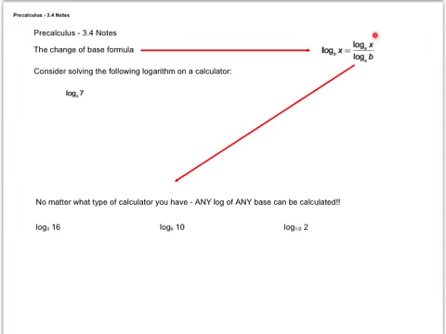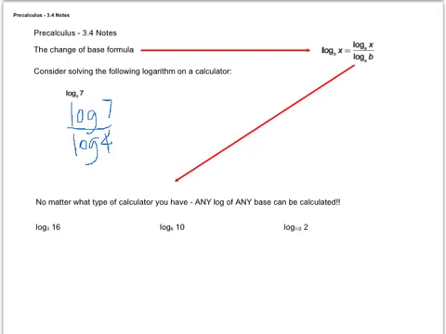Here's your change of base formula right here. Basically, what we're going to say with that change of base formula is whatever is inside the log, in this case it's a 7, we're going to take the log of that on top, and then the base is 4, we're going to take the log of that on bottom. So the change of base formula on this particular problem is going to look like this: log of 7 over log of 4.